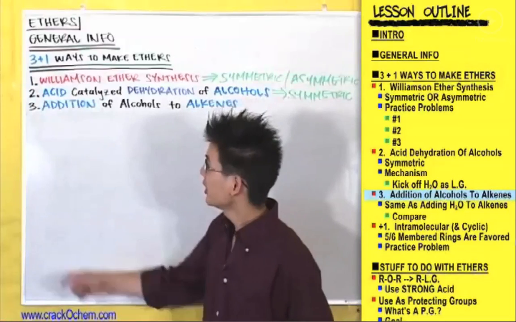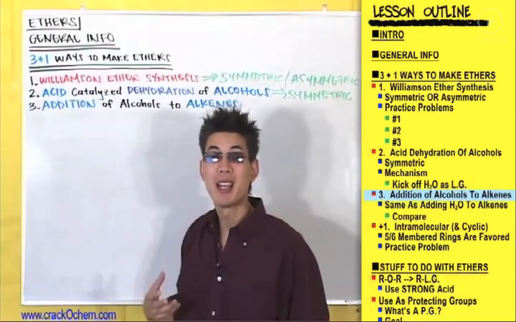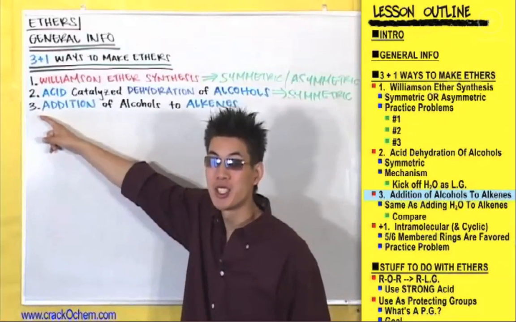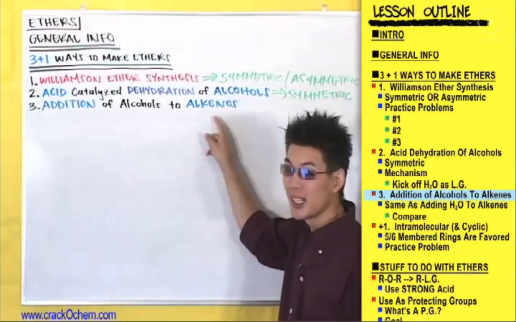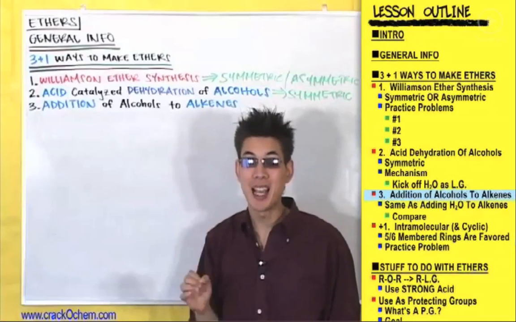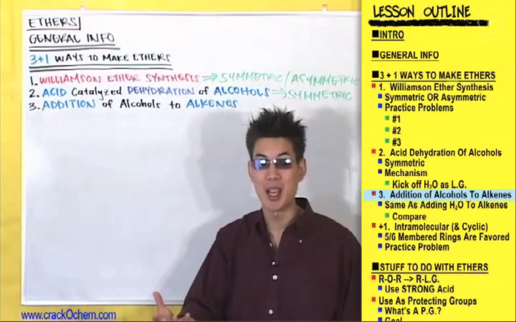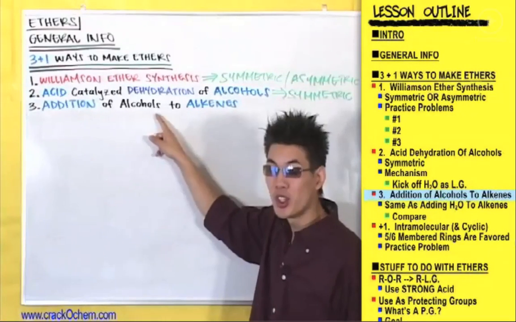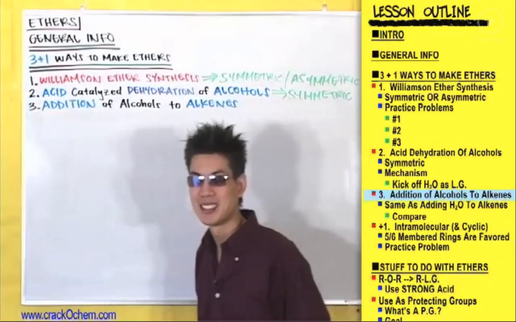Okay, so I told you that the first two ways we have to make a straight chain ether are going to be made by SN2 reactions. But the third way we have to make a straight chain ether is going to be by an addition reaction to an alkene. And this is the exact same reaction we saw before in the alkene addition chapter. The only difference here is that we're going to be adding an alcohol to an alkene this time. So let's see how this happens.